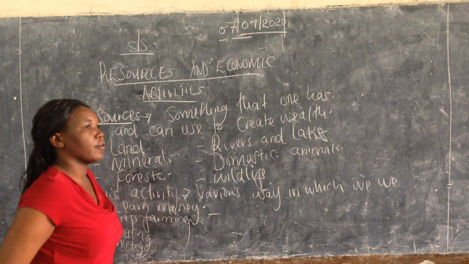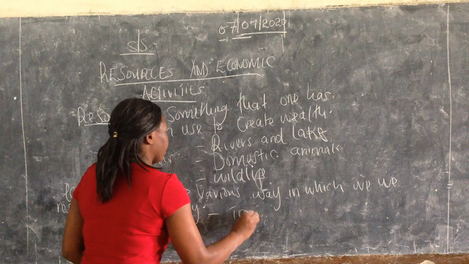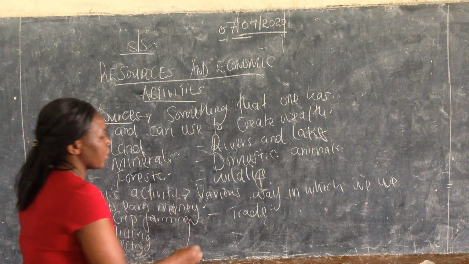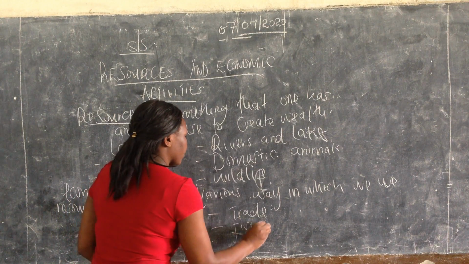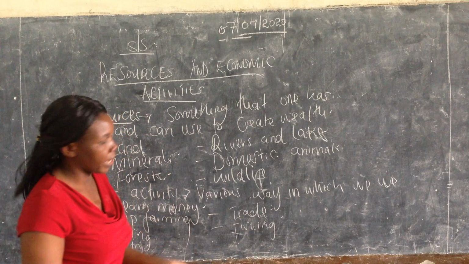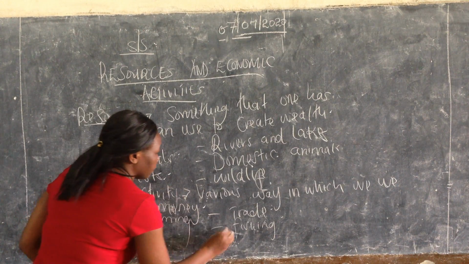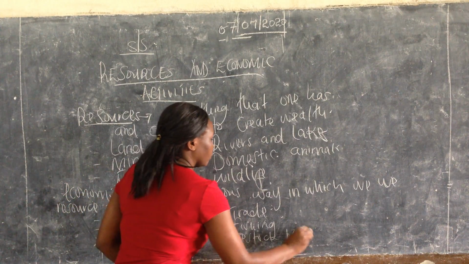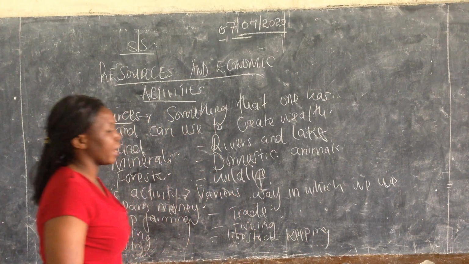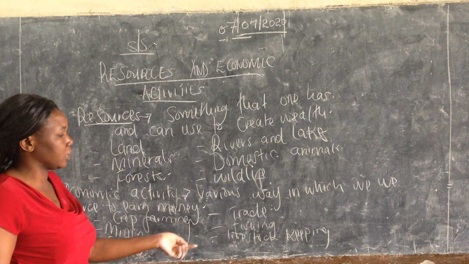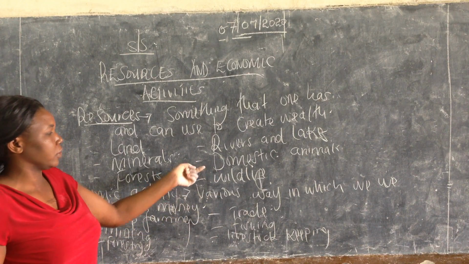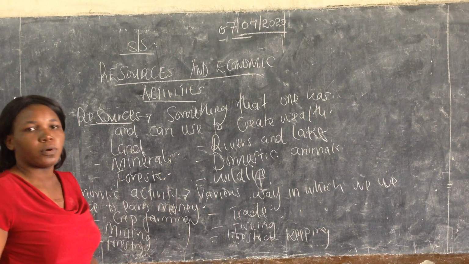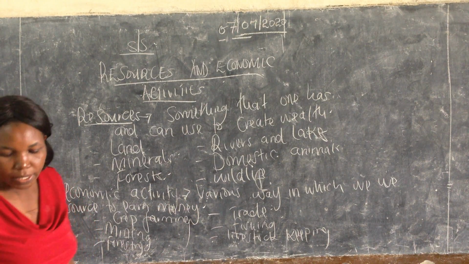Then we have trade, the exchange of goods and services. We have fishing from rivers. We have another one, livestock keeping. Livestock keeping is also another way in which you can use resources, from domestic animals. We keep animals, and after selling them, we earn money.